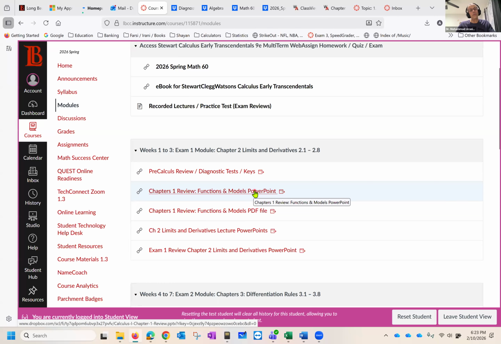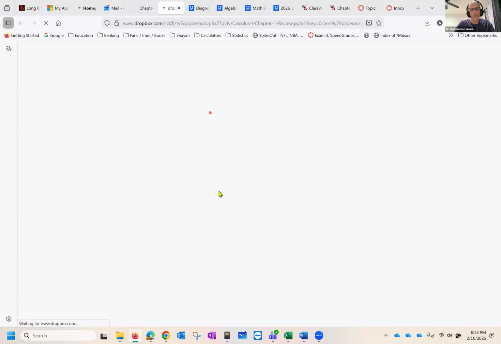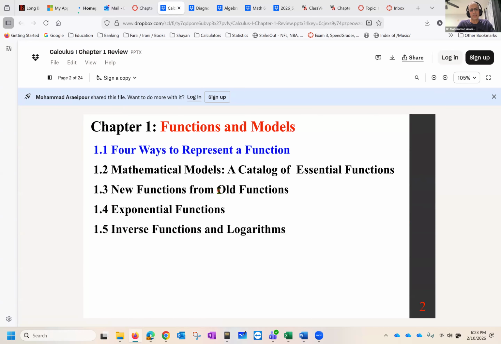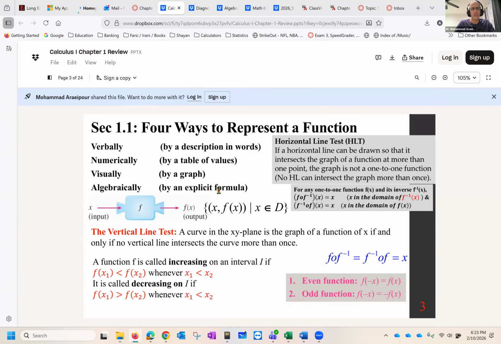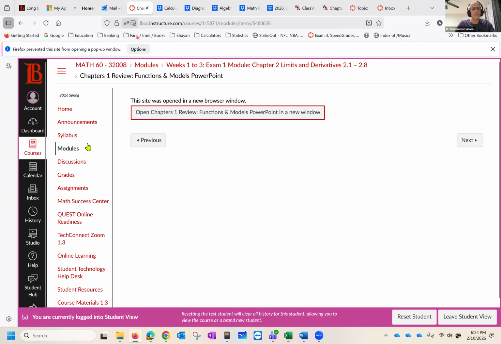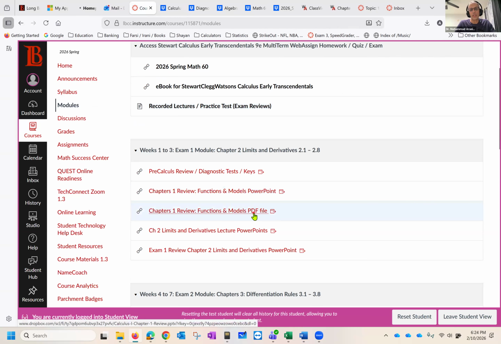The next one we will cover is chapter 1 review in the form of a PowerPoint as well as a PDF file. The first chapter is not covered here. I go over that again to remind you of some of the basics that come from prior knowledge of mathematics. So we have it here, in the form of a PowerPoint as well as a PDF.